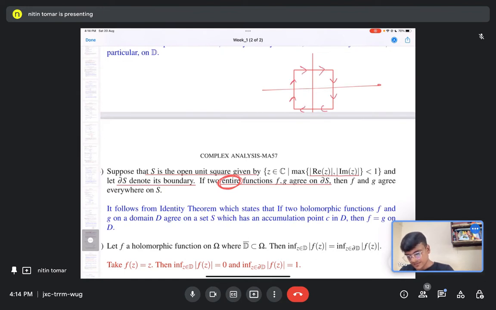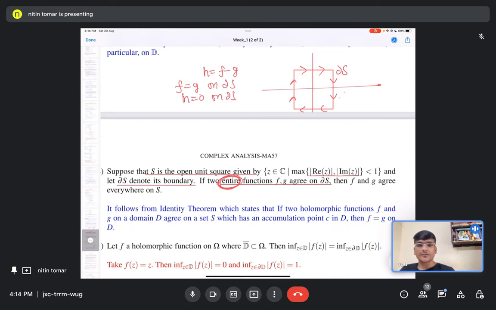This is my S. This is del S. On its boundary, f takes zero values. Now by the identity theorem, f and g agree on the boundary, so you consider the function h equal to f minus g. Now f is equal to g on the boundary of this square, which implies h is equal to 0 on the boundary of this square, right?